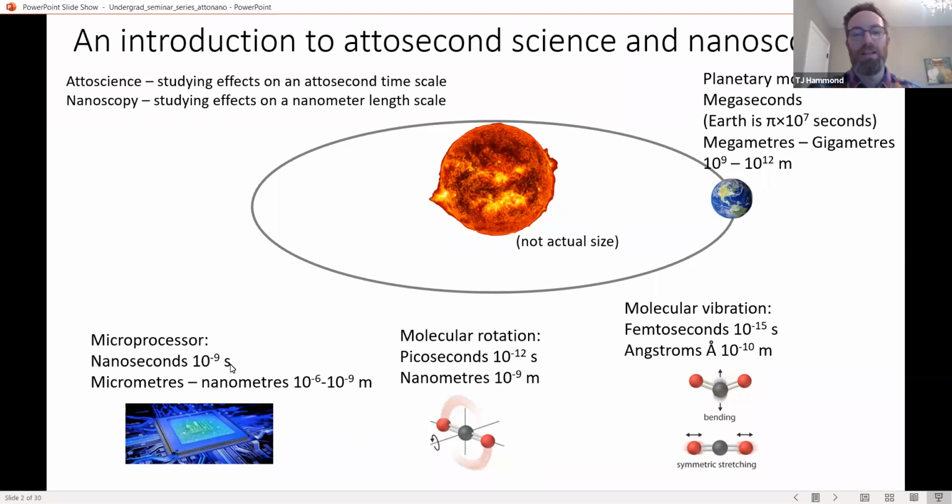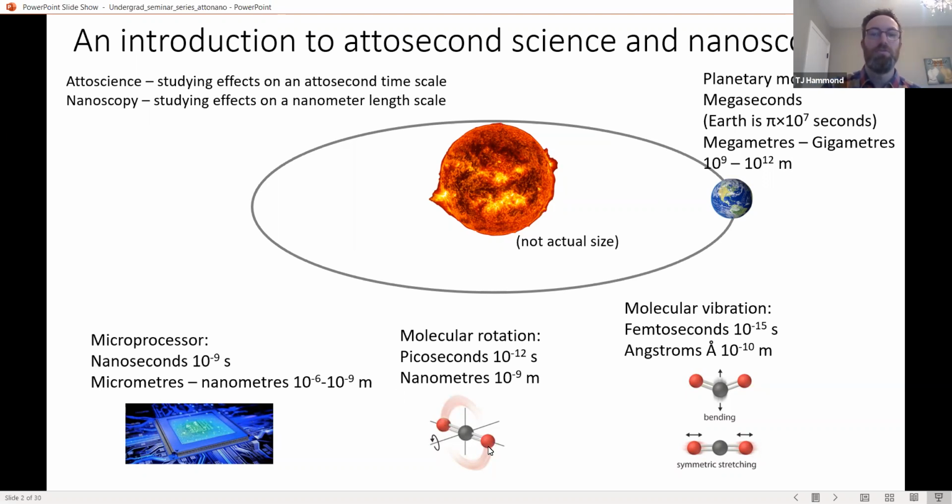So when you buy a new computer, you see something that says 3 gigahertz or 4 gigahertz or something like that. That means that's how fast these processes can happen: you can do a few of these processes in a nanosecond. But if you get even smaller still, we have a molecule here.